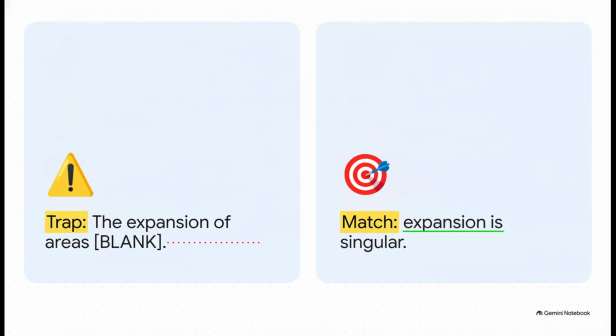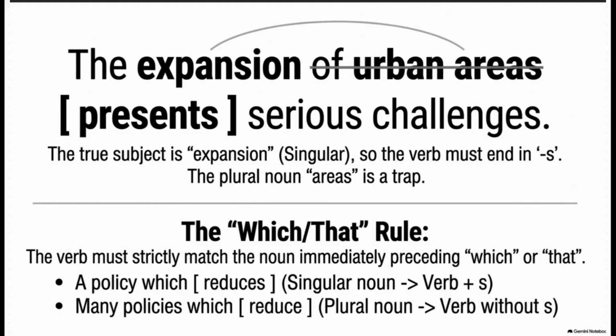But whatever you do, do not fall for the classic PTE trap. The exam loves to put plural words right next to the blank just to trick you. Read the sentence. The expansion of many areas blank. Students will see areas right next to the blank. Areas is plural, so they immediately pick a verb without an S. That is wrong. You have to find the true subject. What is the sentence actually about? We are talking about the expansion. Expansion is singular. Therefore, opposites attract. The verb must have an S. Always take a second to find the true subject.